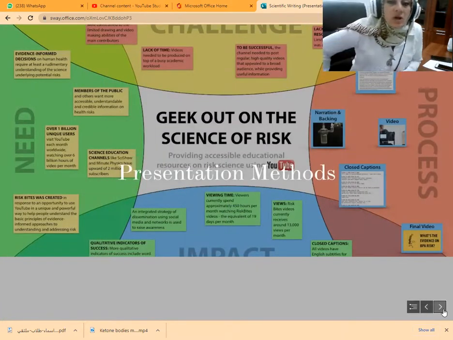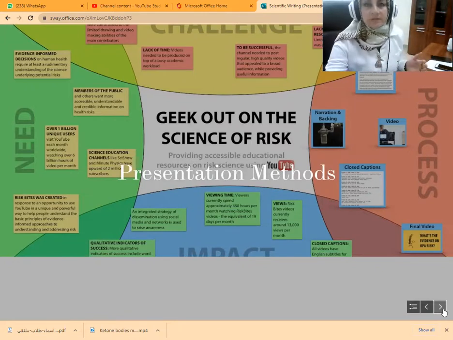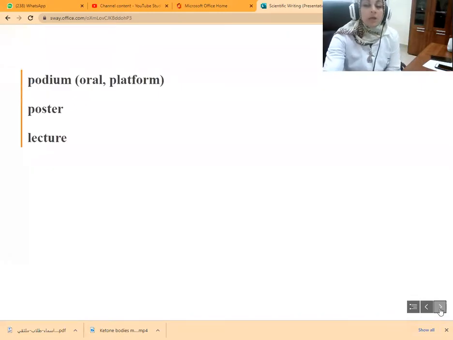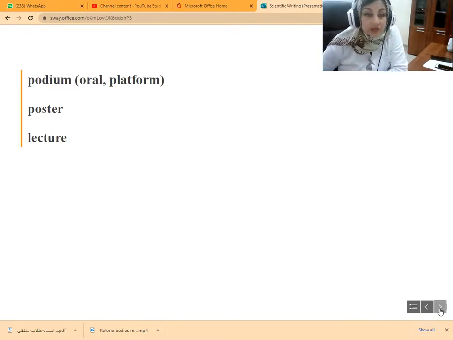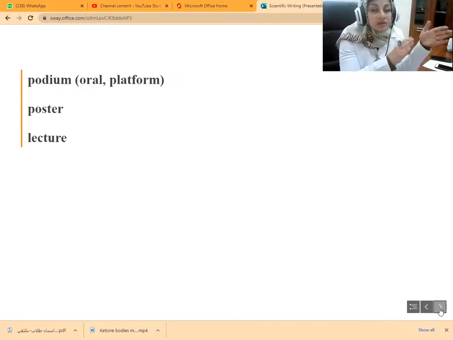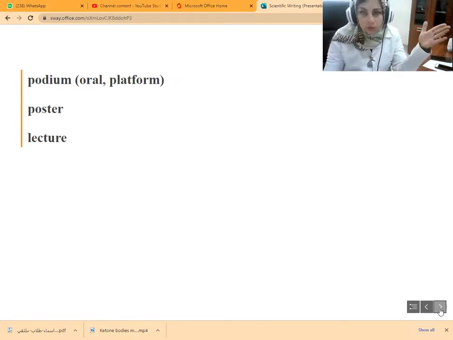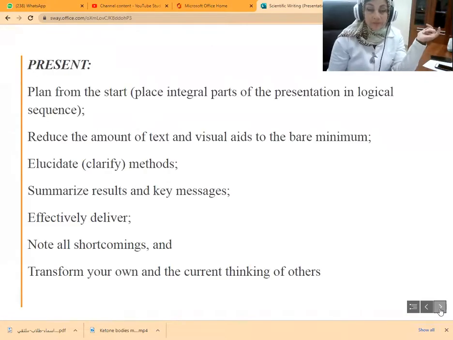So let's talk a little bit about what are the methods for presenting your scientific work. The first thing, we know, of course, what we call oral presentation or podium presentation or platform presentation. This is one thing. There's also poster presentation, and sometimes you're asked to give a lecture. These are three totally different things.